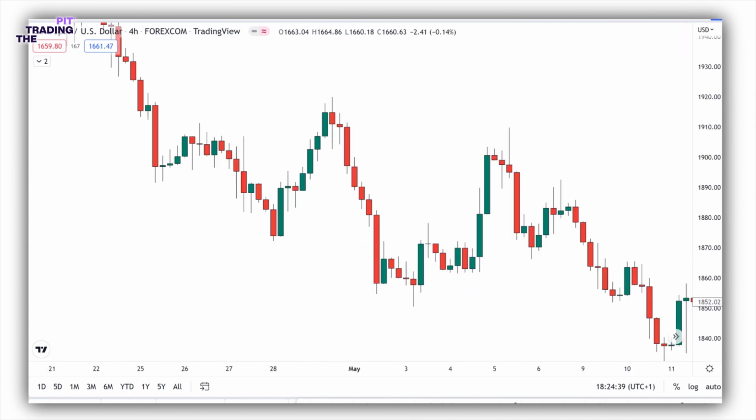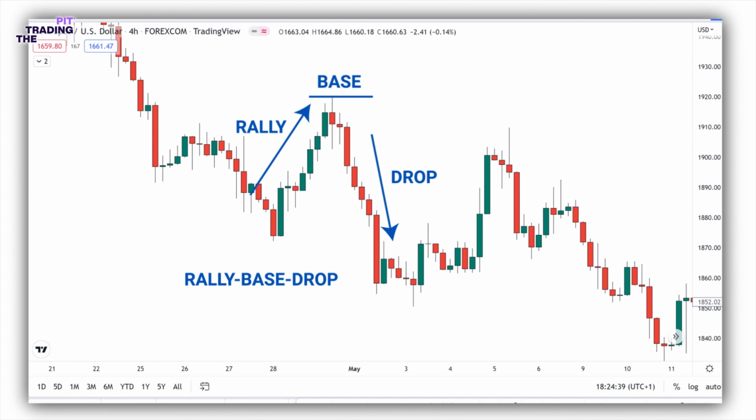The fourth chart example is the rally base drop. We have an upward rally, then a base, then a bearish drop. These zones form when the market reverses from an uptrend to a downtrend. It always forms a supply zone in the market. So I will teach you how to draw those zones in the next video.